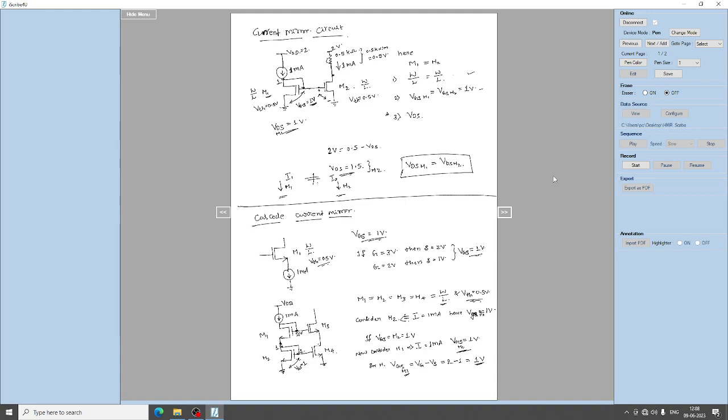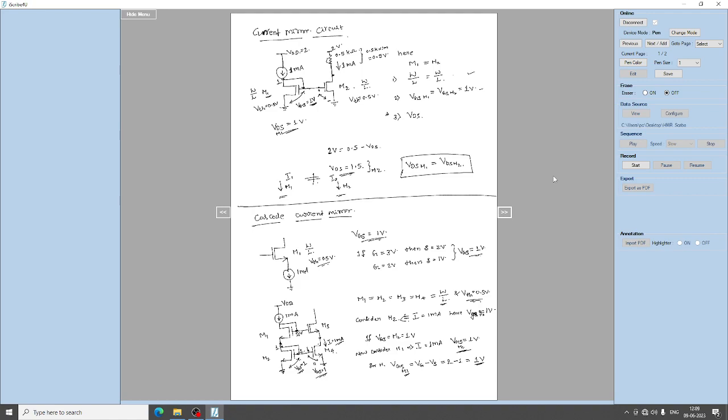So now consider transistor M4. Since VGS of M2 is 1 volt, the VGS of M4 will also be 1 volt, and the same current, 1 milliamp, will be flowing through M4. Understood? So here the gate voltage of M4 is 1 volt and the drain voltage, that depends.